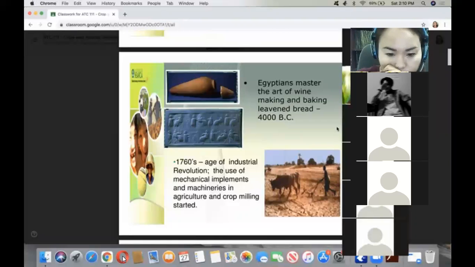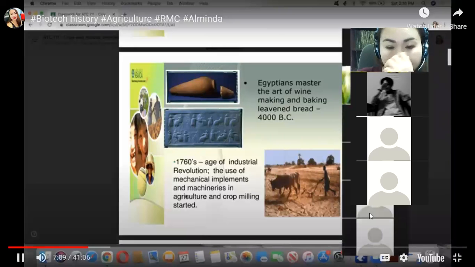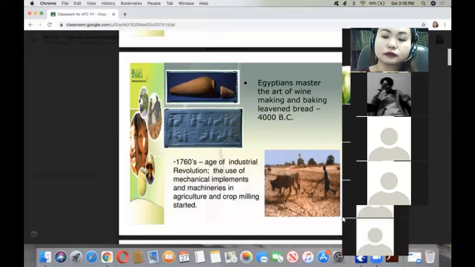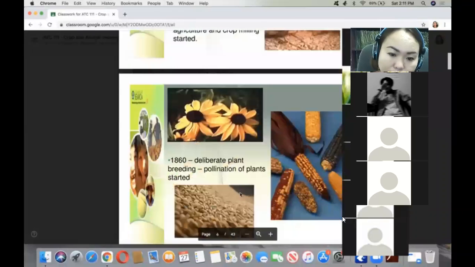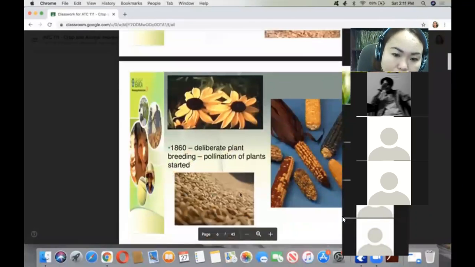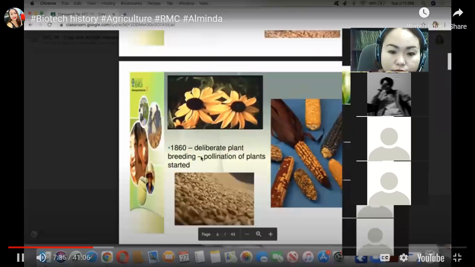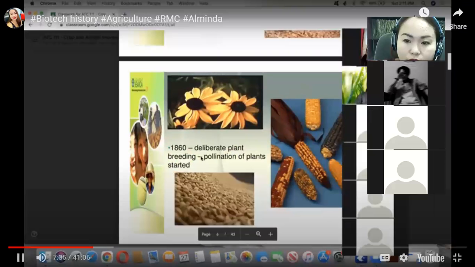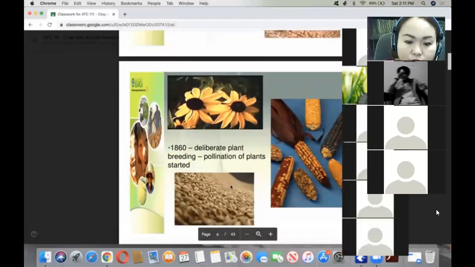So anyway, to continue, the 1760s was marked as the age of the Industrial Revolution. The use of mechanical implements where humans, instead of hunting and gathering food, now have machineries in agriculture and even crop milling. And in 1860, there's already deliberate plant breeding and pollination of plants.